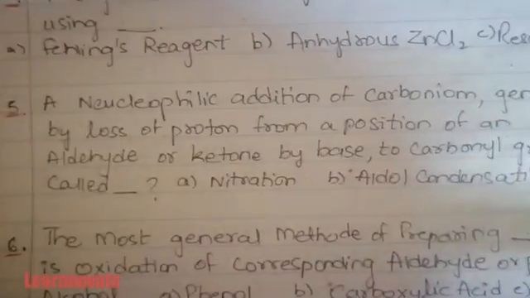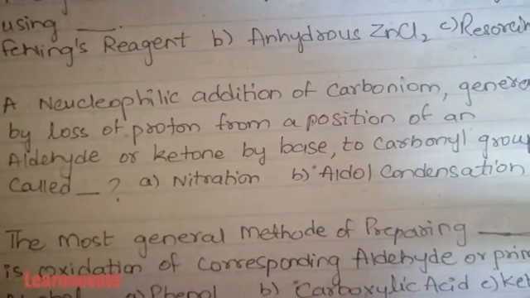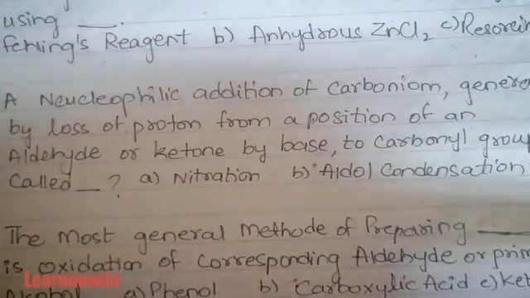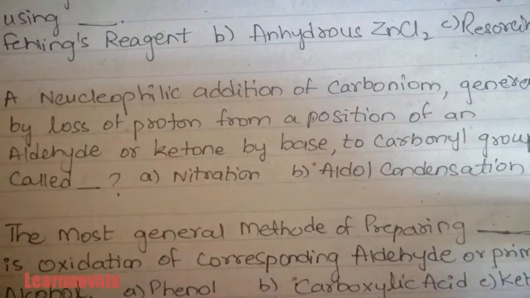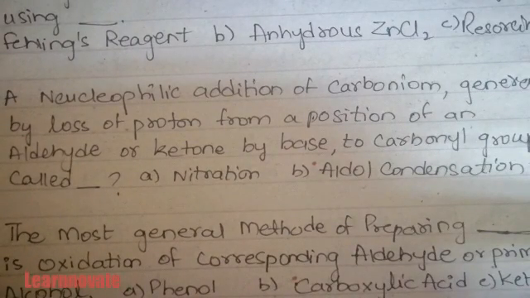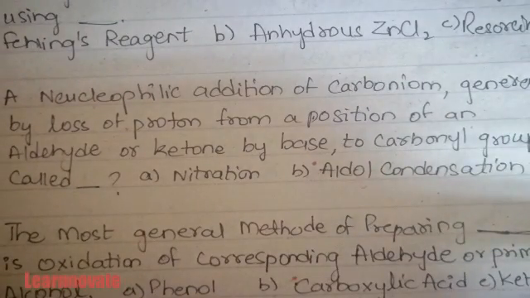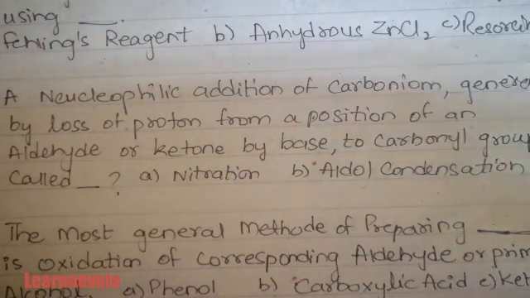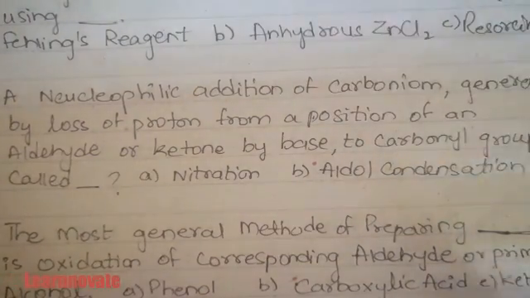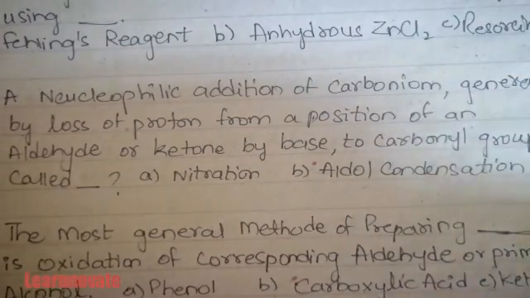Coming to the big one, question number 5, and I told you guys that this question is a bit conceptual. The options include nitration and aldol condensation. In this question, they are asking about a nucleophilic addition of a carbanion that is generated by the loss of a proton from the alpha position of an aldehyde or ketone by a base, and this process is called dash. I will show you the equation for this process.